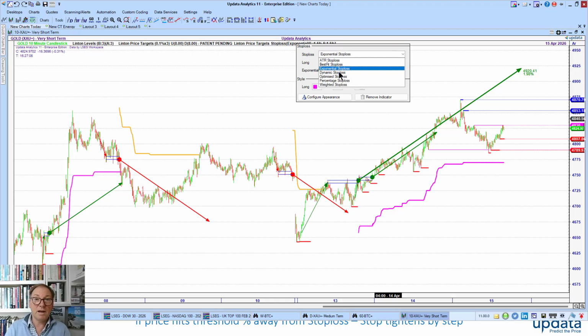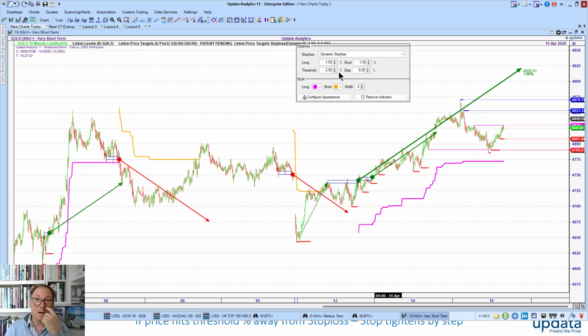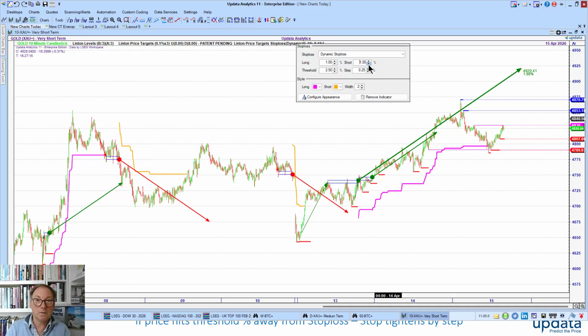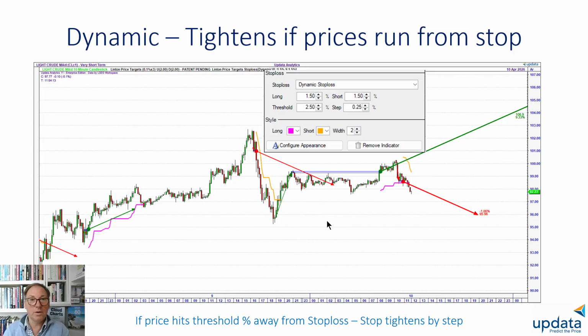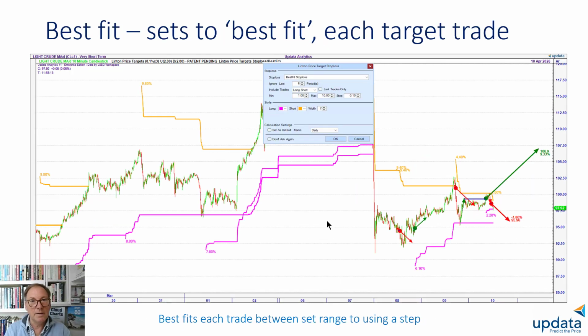And then if we go back to that dynamic stop, I could change the threshold. I could even change my dynamic stop level. And you'll notice how that is changing the stops. So really quite key there as well. So the dynamic is quite good if the price starts to run away.